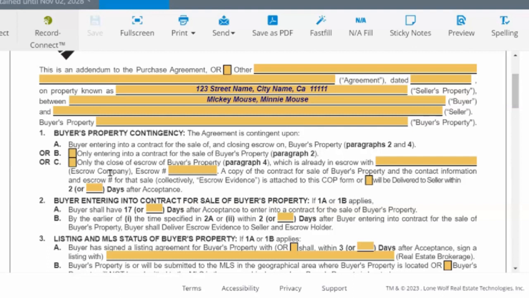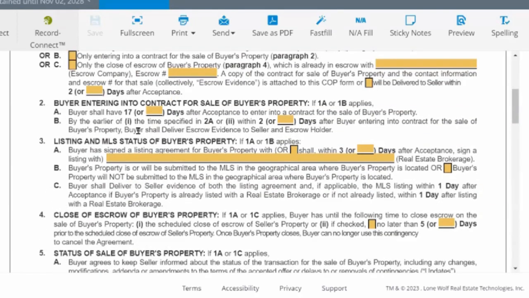And we want to make sure that it's not only entering into a contract. That doesn't do us any good, because we don't want it contingent on them just entering into a contract. We want it to be contingent on them closing. Okay, so this says buyer shall have 17 days after acceptance to enter into a contract for the sale of buyer's property. So it's kind of what we were talking about earlier, but it's reversed.